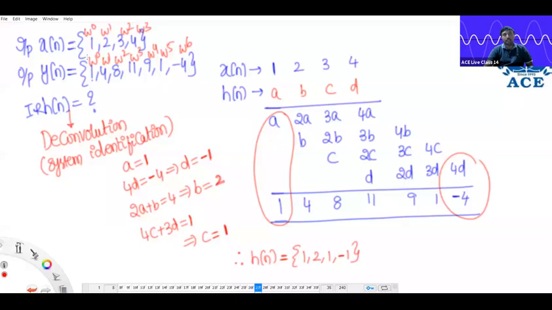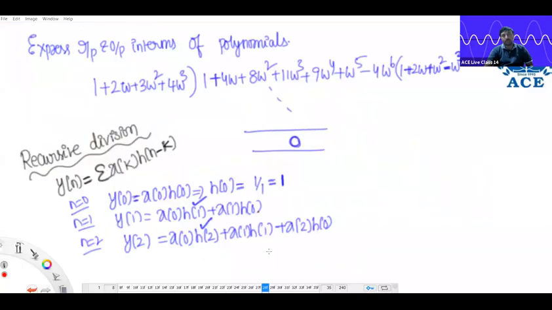Polynomial division means try to express both input and output in terms of polynomials. Perform normal division. This is the quotient. 1, 2, 1, minus 1 is h of n. Already we know it in the problem. Okay, that is a time-waste technique.